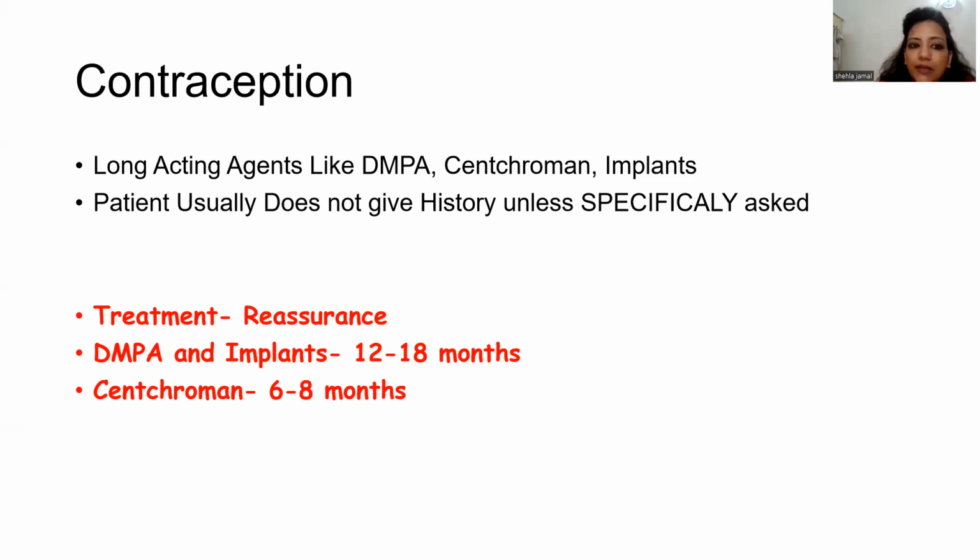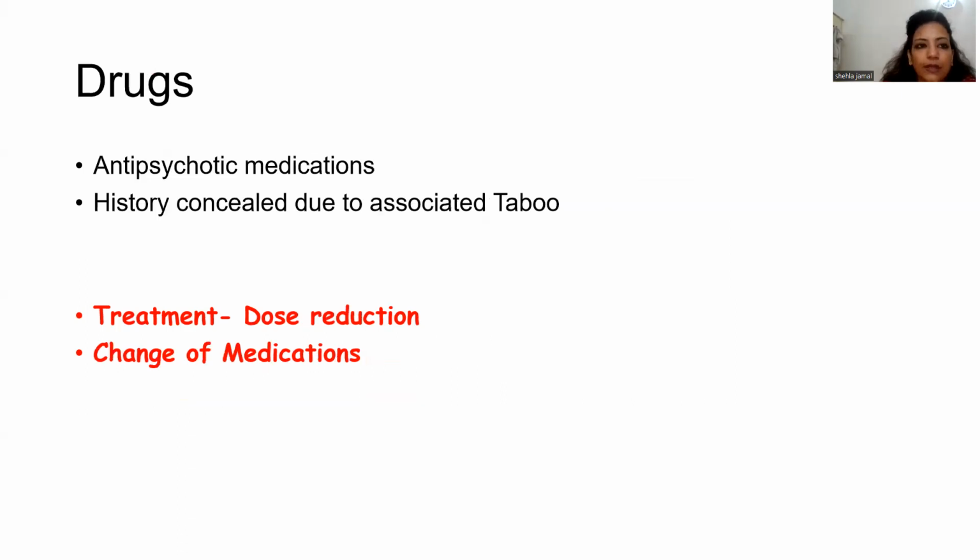So how do you treat it? It's always by reassuring them. And for DMPA and implants, amenorrhea may last for a longer time even after their removal. And for centchroman, it may persist for 6 to 8 months. But yes, this is not the rule of the planet. The resumption of menstruation and ovulation may be earlier also.